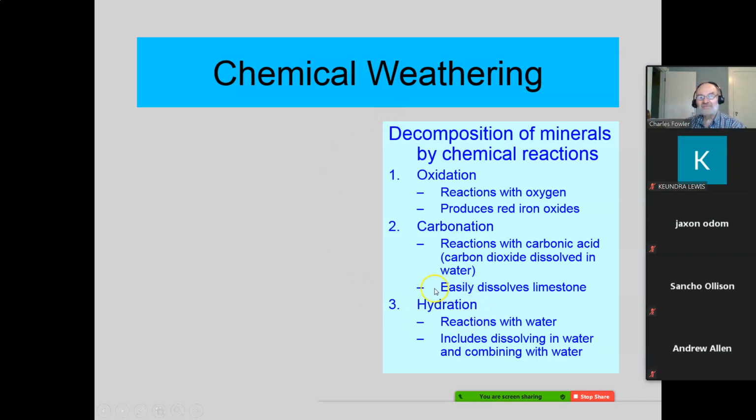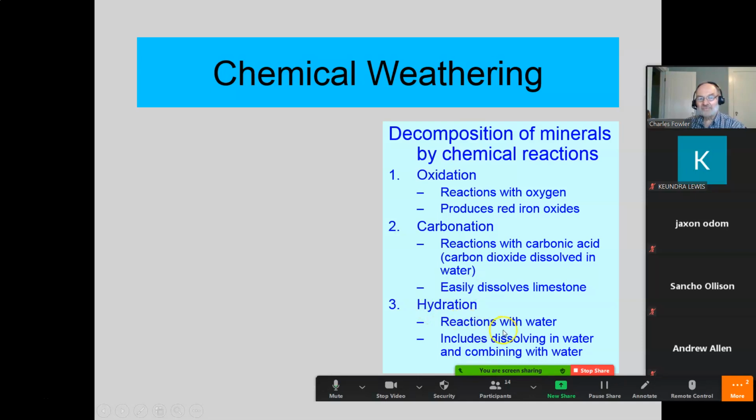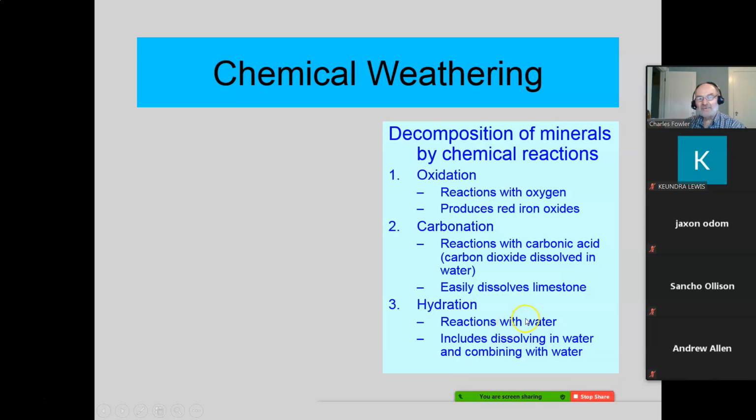The third one of these is hydration, reactions with water. Believe it or not, water is one of the most active chemicals we have. And that's why it's called chemical weathering. Okay, water is a great dissolver. It dissolves stuff, includes dissolving in water, combining with water. Water will dissolve lots and lots and lots of things. That process is called hydration. Extra water added, breaking down chemically the minerals that you originally had.